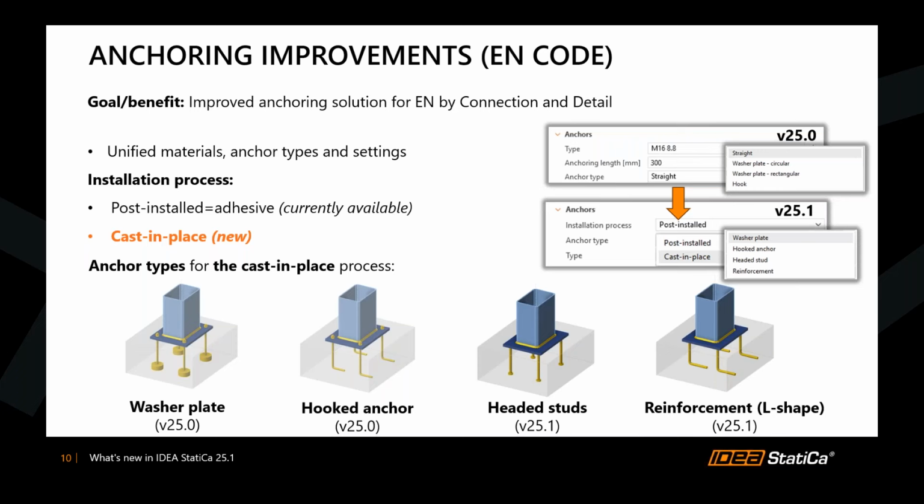One of the things is the installation process. Previously, as you can see in the picture on the right, you could select the anchor type: either straight, washer plate, circular, rectangular, or hooked. From this new version 25.1, you can define the installation process, which could be post-installed or cast in place. For cast in place, we have washer plate and hooked anchors available, which you already know historically. And the two new anchor types are the headed studs and reinforcement, now available in the L shape.